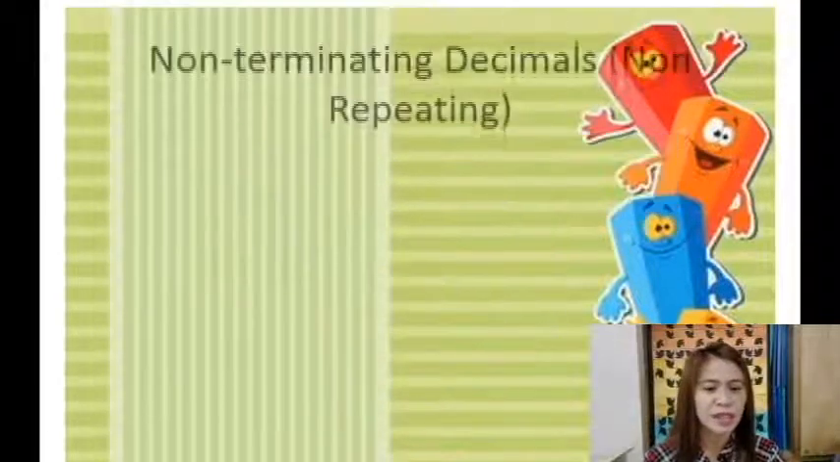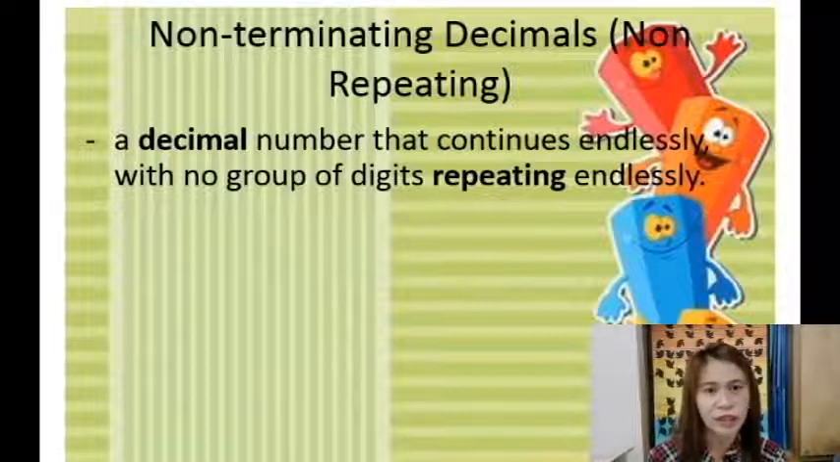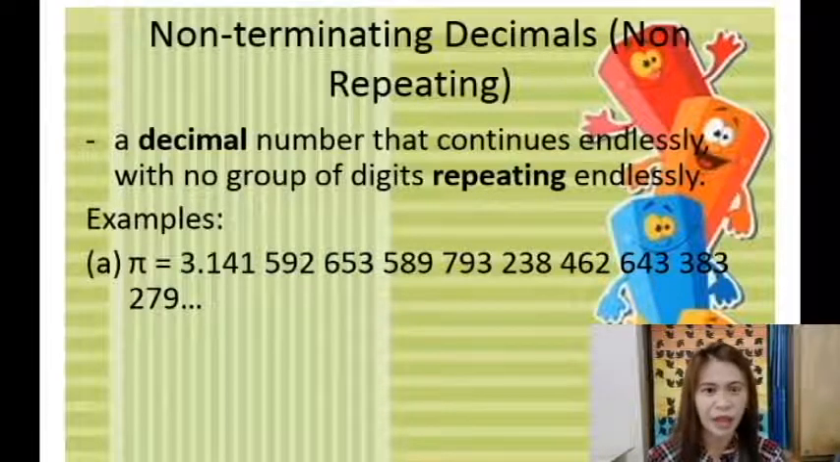Next, the non-terminating decimals, non-repeating. This is a decimal number that continues endlessly with no group of digits repeating endlessly. For example, pi. What is the value of pi? It is equal to 3.141592653589793238462643383279 and so on. It is long, and there is no repeating group of digits, not even one digit. So that is non-repeating.